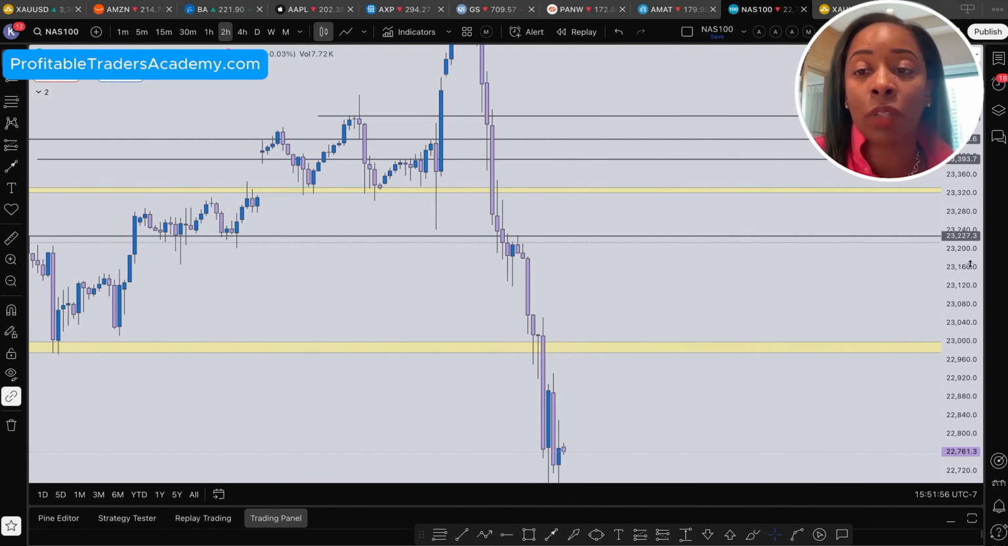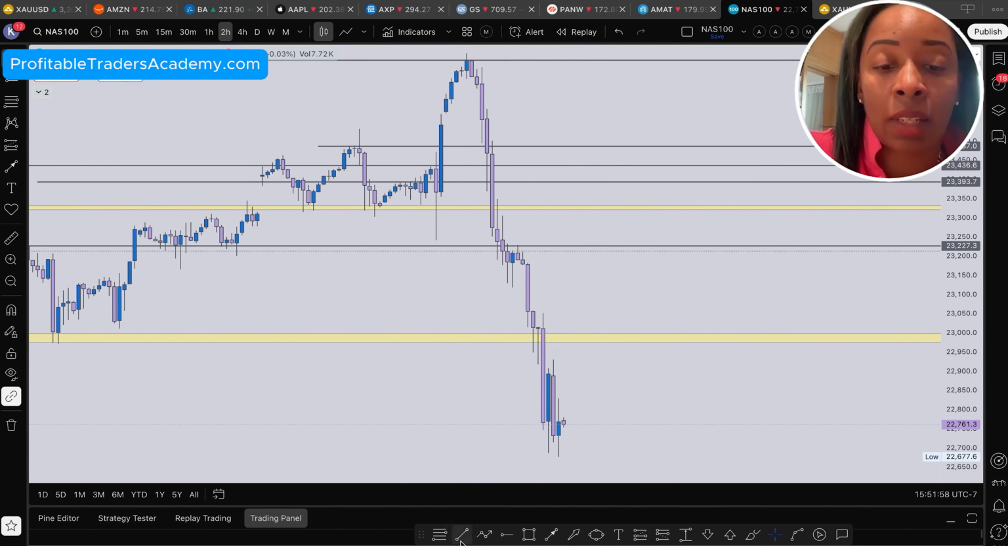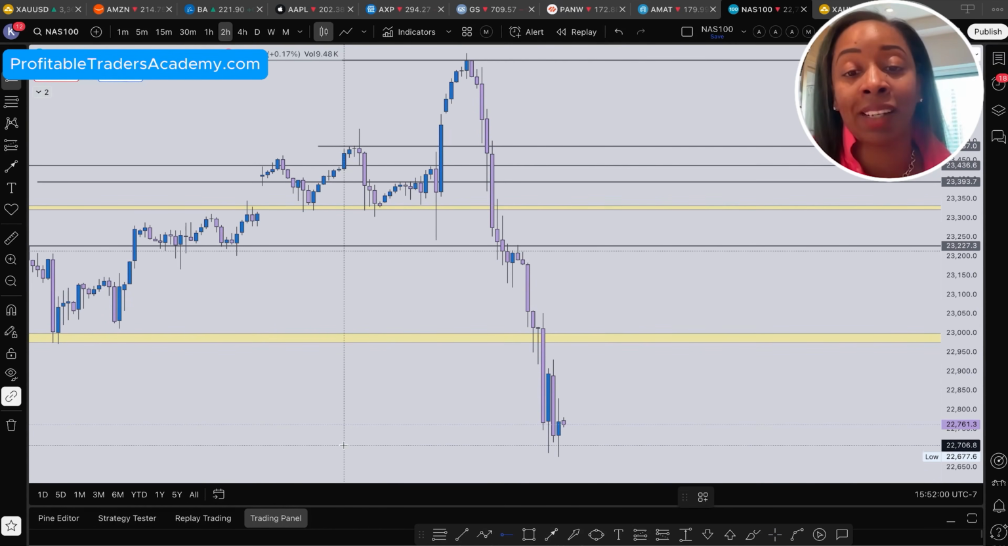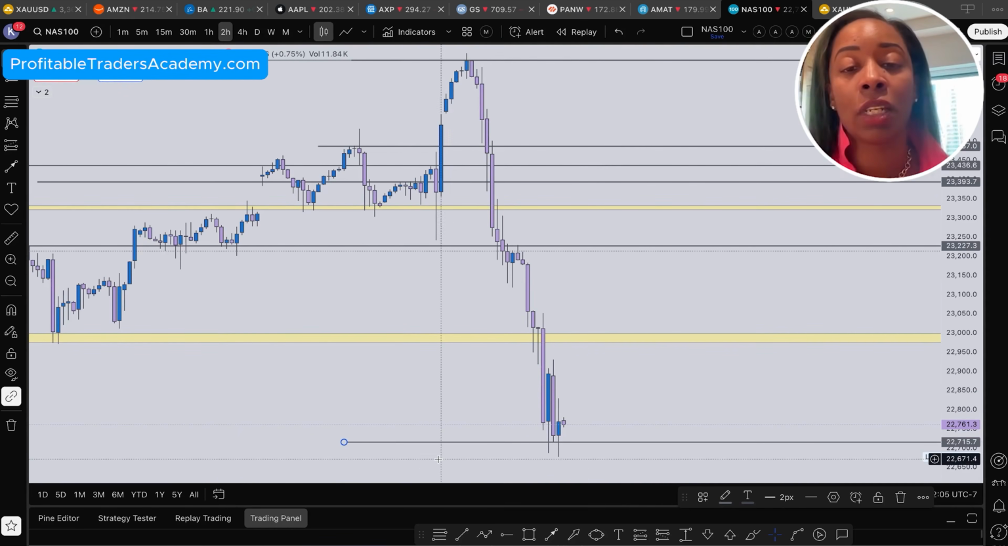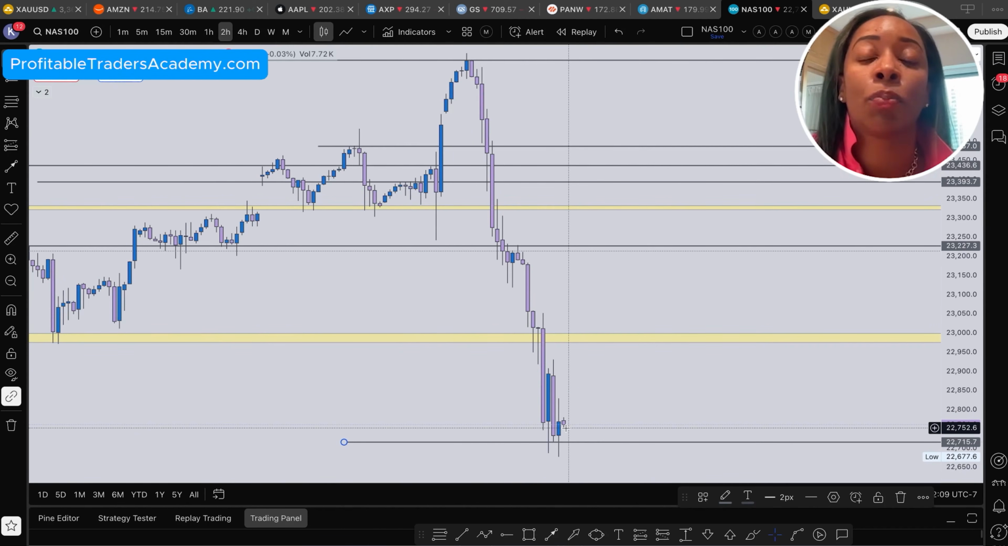So another level that I do want to mark off inside of this market, take my horizontal ray tool again, and I'm going to mark off this level at 22,715, especially because price found some sort of support around here. And before we get into our game plan, we're going to talk about that a little bit.